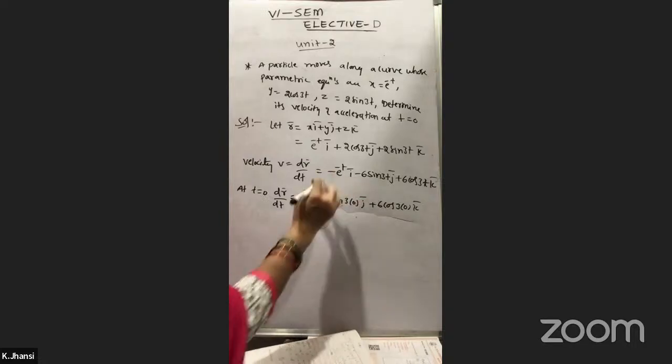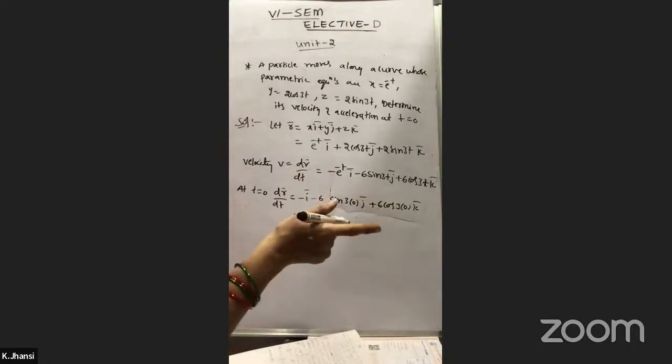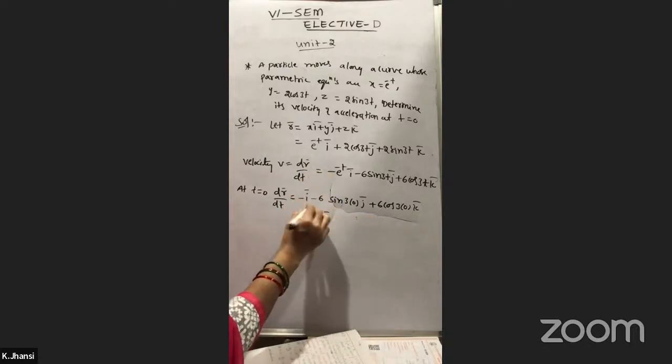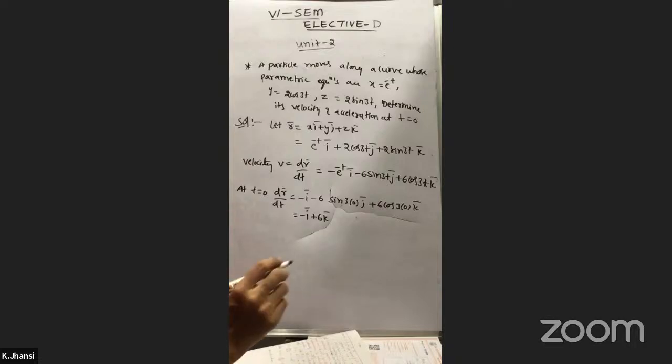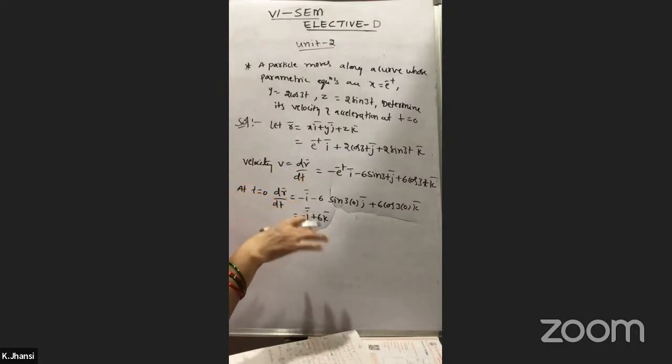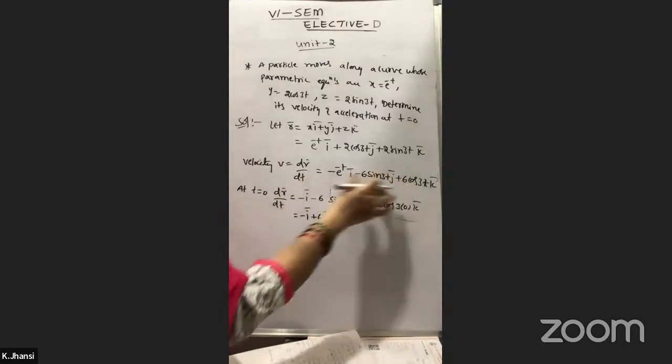So this whole thing is 0. Cos 0 value is 1, so it is plus 6k. Okay. Minus i plus 6k is the velocity of this one at t equals 0. So if the t value is not mentioned in the question, then directly this is the answer.